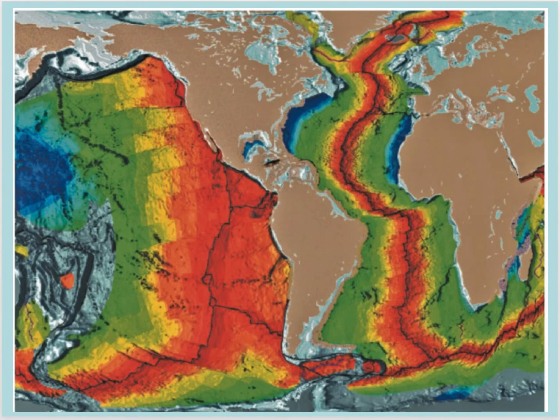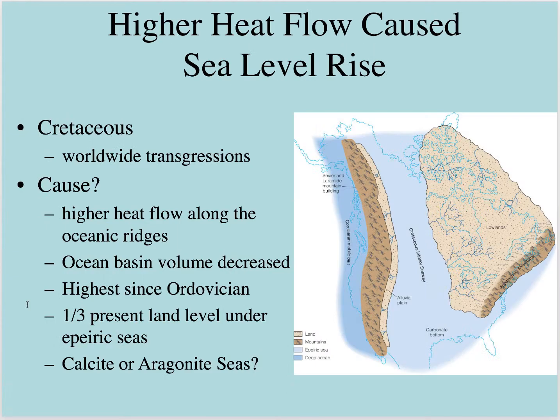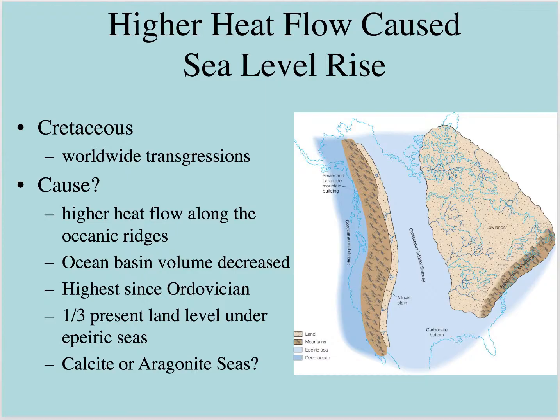The other big thing that's happening is we have an all-encompassing ocean called Panthalassa. We'll say more about that in a moment. When we get to the Cretaceous, we have this Cretaceous interior seaway, and you can see much of the Cretaceous world here is covered by epiric seas. And so what could be causing these epiric seas during this last period of the Mesozoic era?